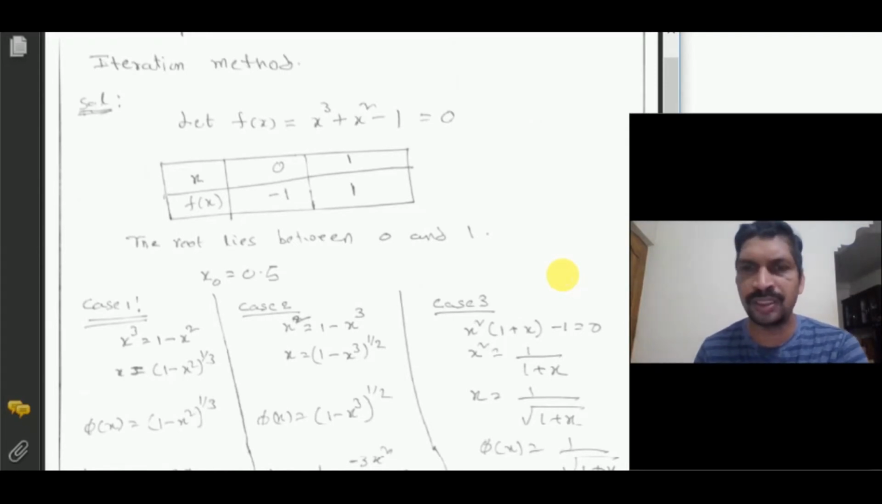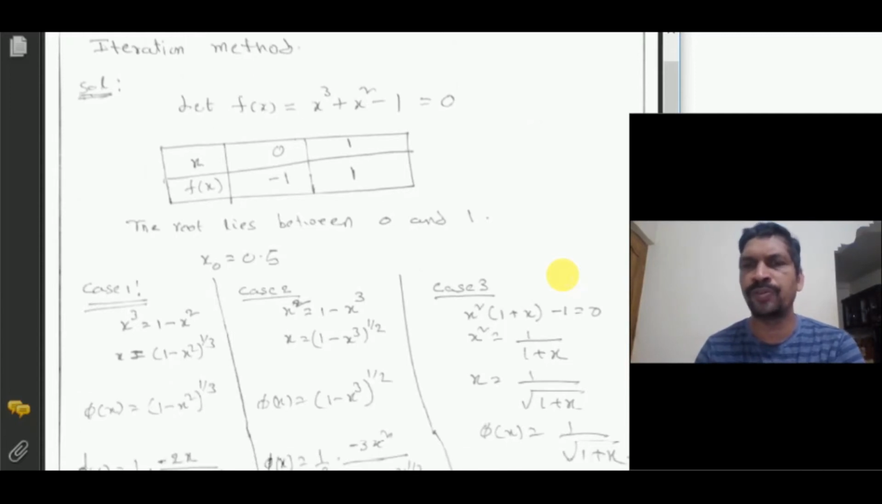This is the first method, that's why I am explaining all the cases. Case 3, we will take x square common: x square into 1 plus x minus 1, x square equal to 1 by 1 plus x, x equal to 1 by root of 1 plus x.